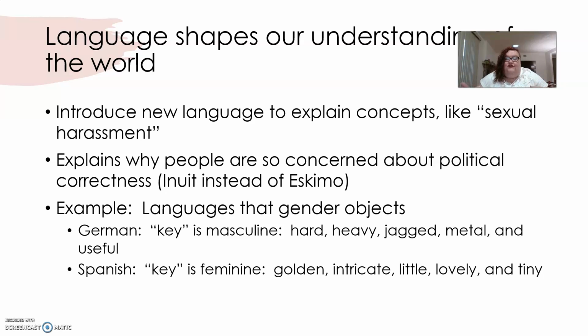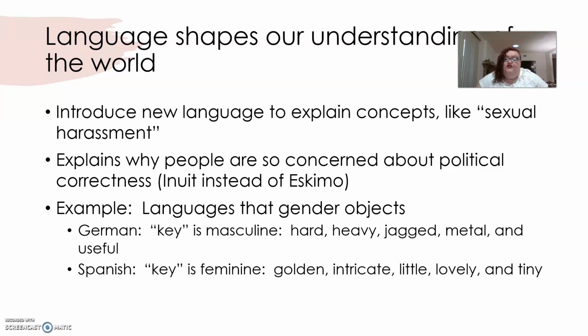To back those assertions up with some research, there was a study done of languages that gender objects. In English, for example, a table doesn't have a gender. We just call it the table. But in Spanish, it's la mesa, which means it's feminine, right? Even though the table doesn't have any reproductive organs of any sort, a gender is put upon it. And so researchers found people who spoke German and people who spoke Spanish. During their research, they were asking them in English, but these were their first languages, right? German or Spanish were their first language. And they asked them to describe a key.